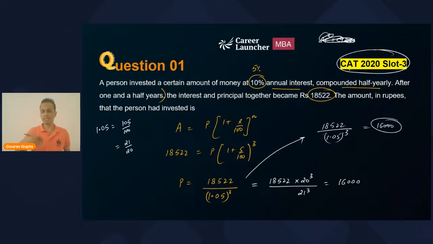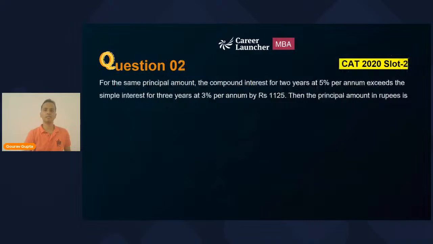Okay, let's continue our journey and look at question number 2. Question number 2, CAT 2020, slot number 2. So one question was there in slot 3, one question is there in slot number 2. So question says that for the same principal, the compound interest for 2 years at 5% per annum exceeds the simple interest for 3 years at 3% per annum by rupees 1125. Then the principal in rupees is.